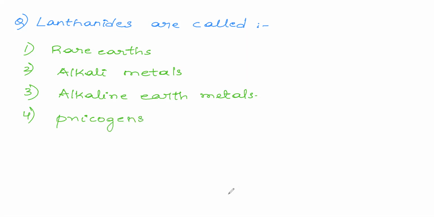Lanthanides and actinides are called F-block elements, and they are also called rare earths. So the answer is the first option, because alkali metals are first group, alkaline earth metals are second group, and pnictogens are the nitrogen group, the 15th group. So only lanthanides are called rare earths, because they do not appear easily in the earth's crust. Next, a very important question.